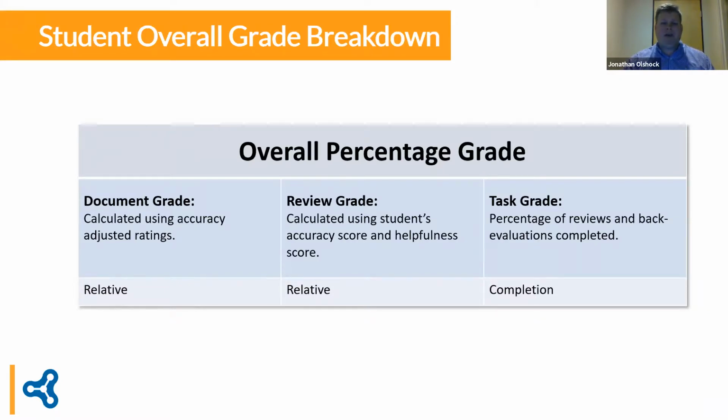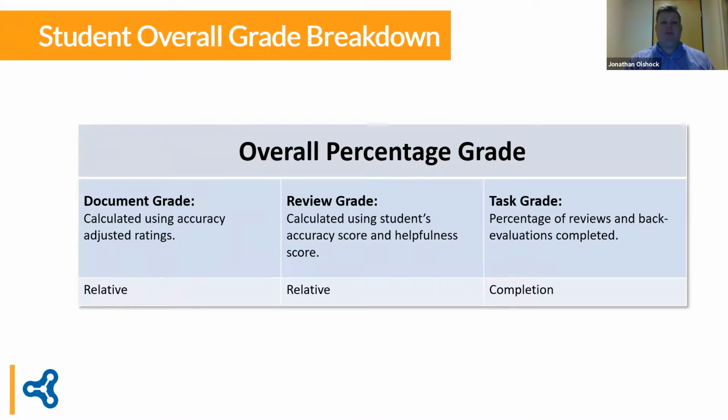Then the second part of the grade is the reviewing grade. This is where we incentivize good reviewing behavior. We want them to be accurate as far as their ratings go, and we want them to be comprehensive when it comes to their commenting prompts. We want them to provide some strengths of the document and then ways that they can improve in the future. So if a student does this well, they'll receive a high review grade. This score is also relative, and we use our algorithms here to calculate that accuracy.